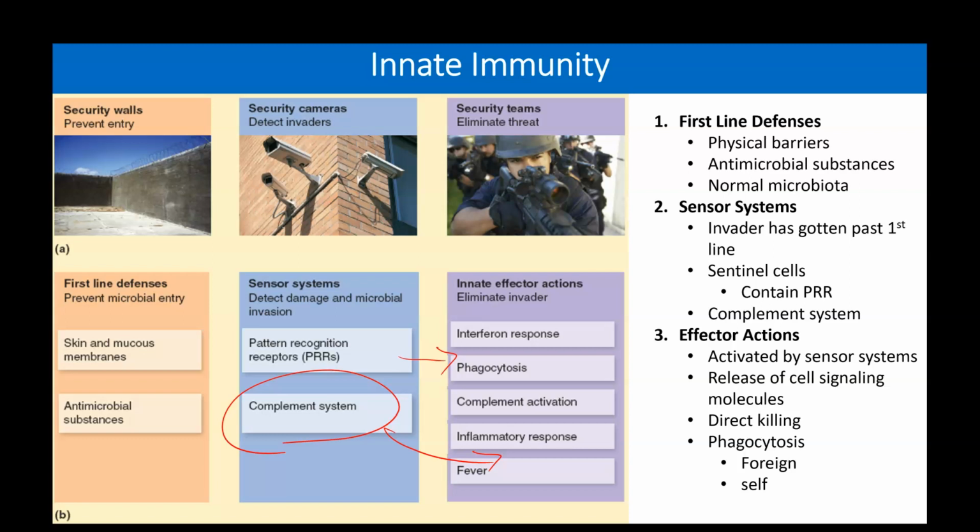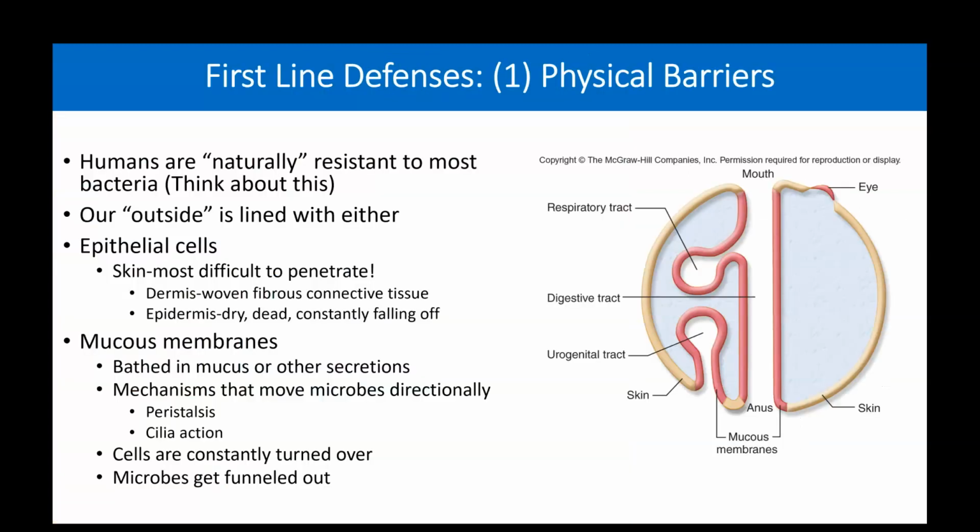So again, just keep this flow, this way of organizing the innate immune system, in your mind as I go through this lecture. So let's talk about those security walls first, our first line of defense. And actually, before I even talk about first line of defenses and physical barriers, let's talk about natural resistance.